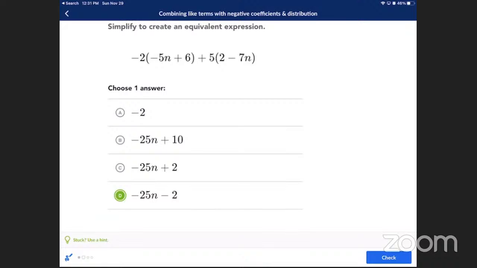Okay, I made a mistake. We might have a sign error. Let me see what I did. Right, that's what I did. I distributed this over here, but I didn't do it to this one. That's a very tricky thing to do. You've got to make sure you pay attention to that.